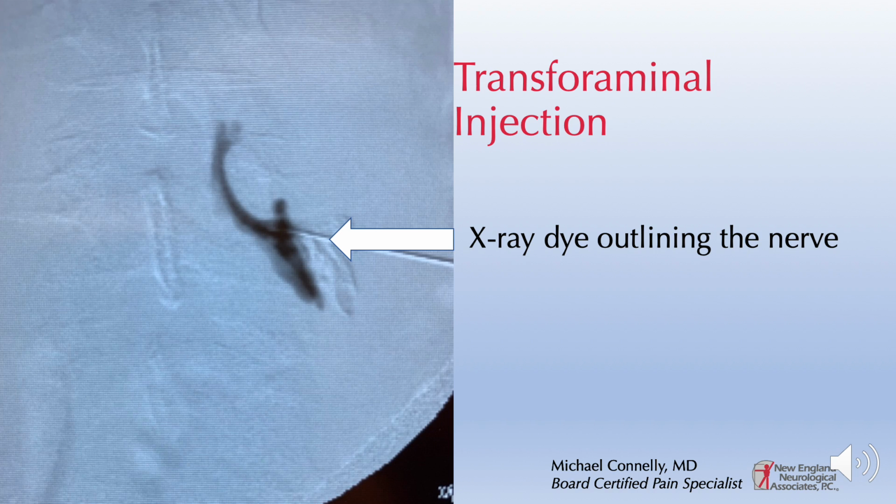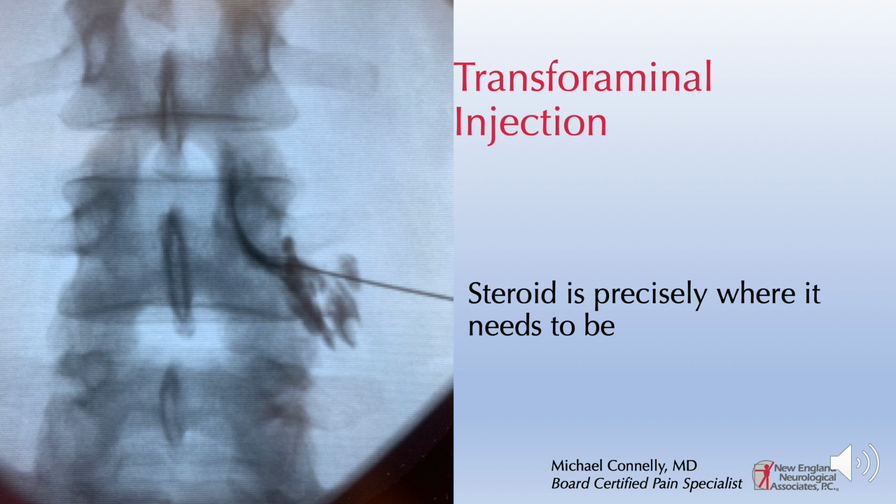We use a very specific technique called digital subtraction, where we only see the dye, so we can be sure we're not putting the medicine in a blood vessel. And this is what it looks like with the final image showing the medicine being placed around the nerve root sleeve.